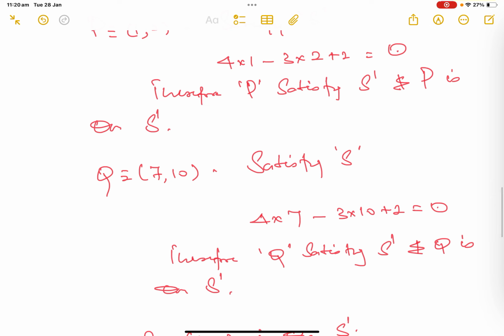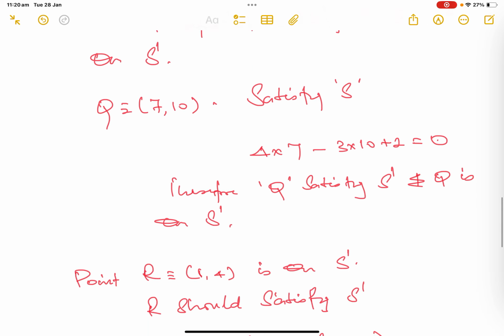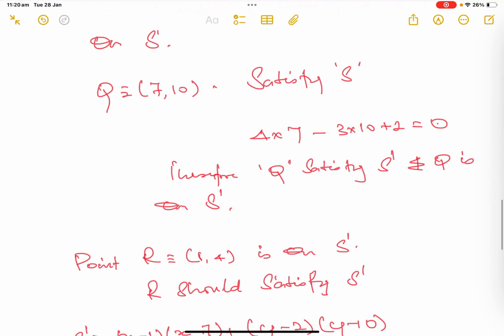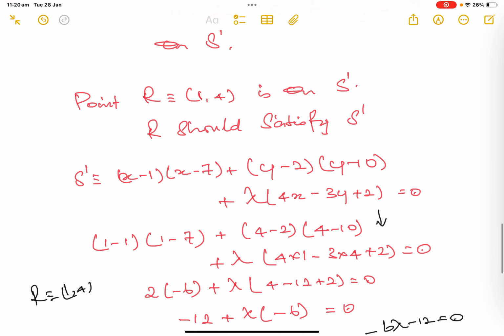So that's done. The second one, Q. Again, Q satisfies S. We know that Q is on the S circle. All we have to prove is the function with lambda. So substitute again the x and y values: 4 times 7 minus 3 times 10 plus 2. 4 times 7 is 28. Minus 3 times 10 is 30. That is minus 2. Plus 2 cancels out, it is 0. So Q satisfies S dash as well. So that part is done.